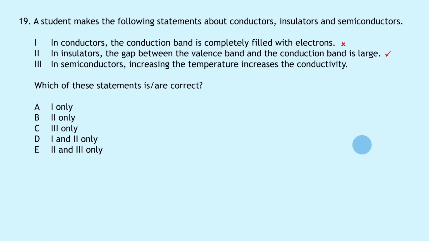Statement 2 says in insulators, the gap between the valence band and the conduction band is large. Well, that is true because remember, for insulators at room temperature, the gap between the valence and conduction band is so large that electrons in the valence band can't jump up to the conduction band, and therefore no conduction can take place. And lastly, statement 3, in semiconductors, increasing the temperature increases the conductivity. Well, this is also true, and that's just something to remember. So you can either remember that increasing temperature increases conductivity, or you can remember that increasing temperature reduces the resistance of the material. So that means we have statements 2 and 3 that are correct, which gives us the answer E in this case.